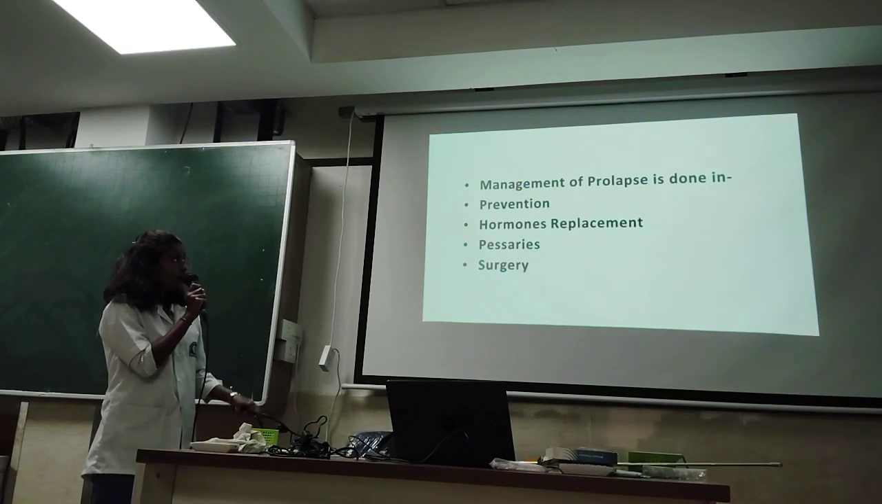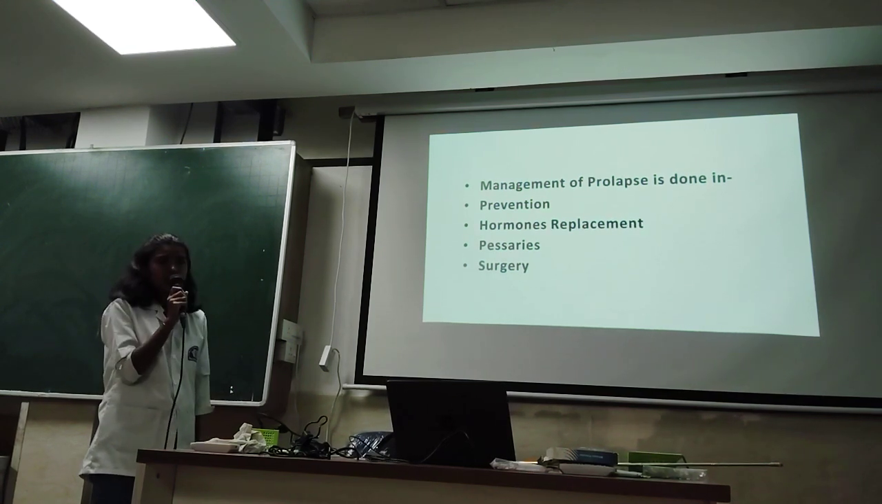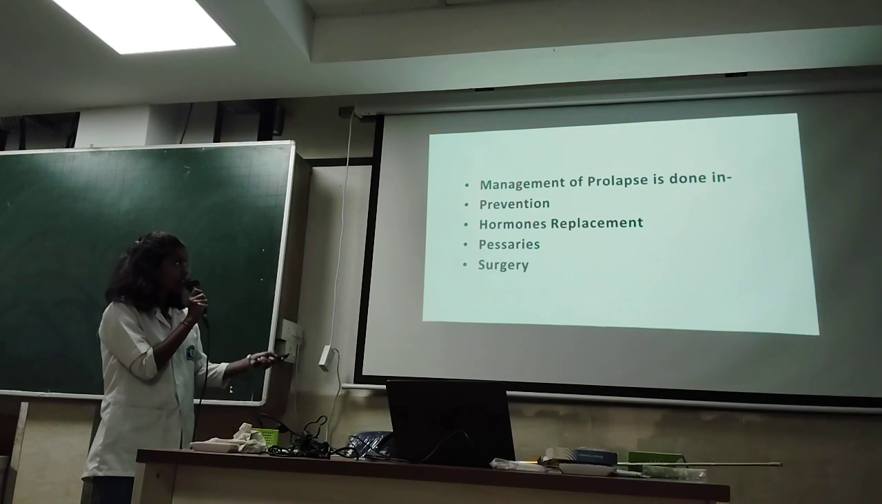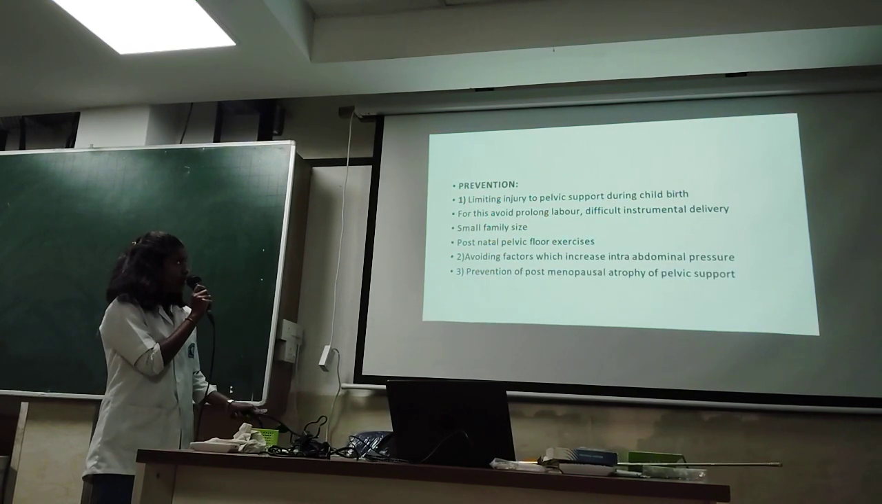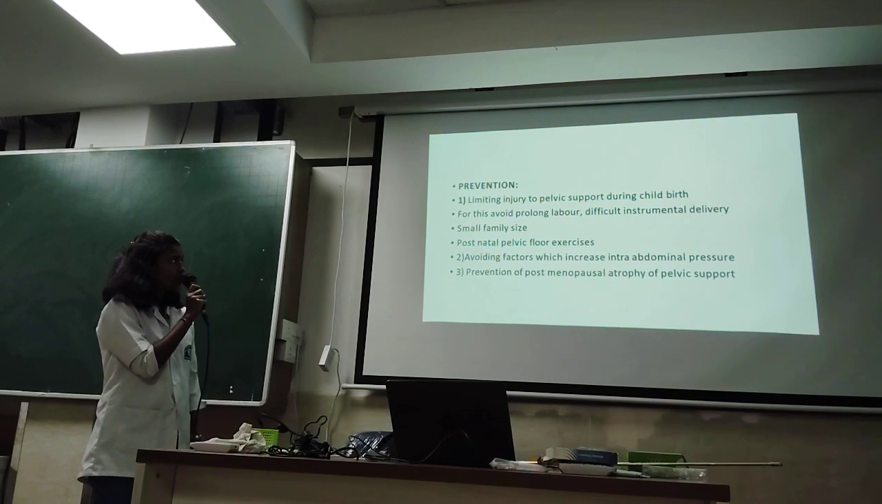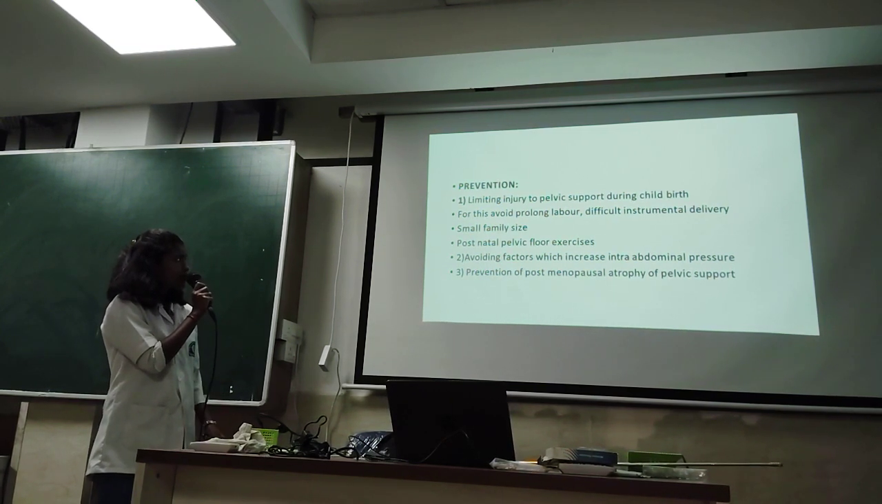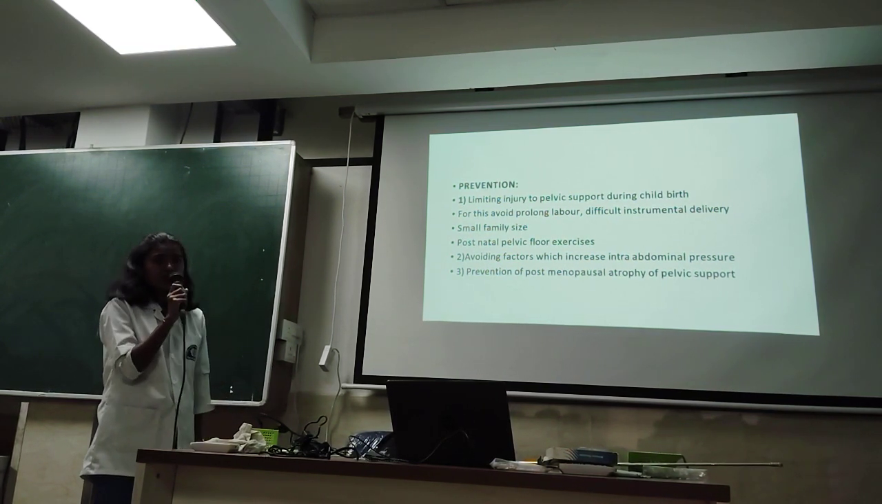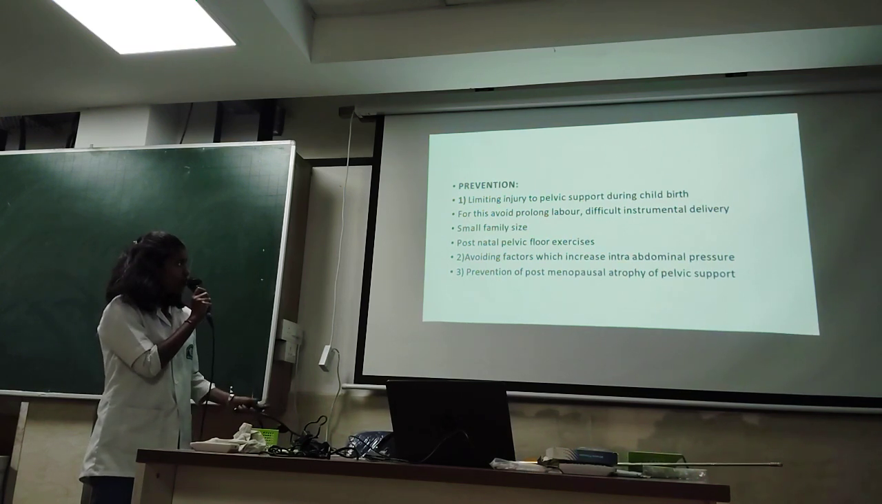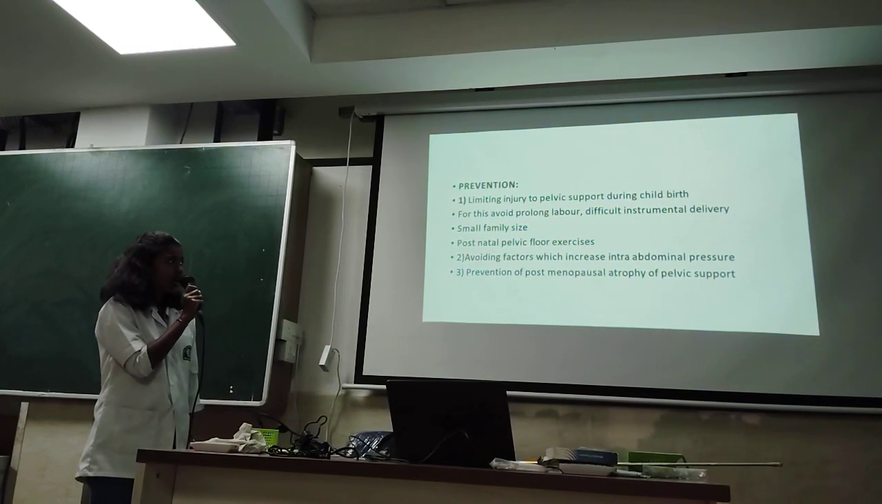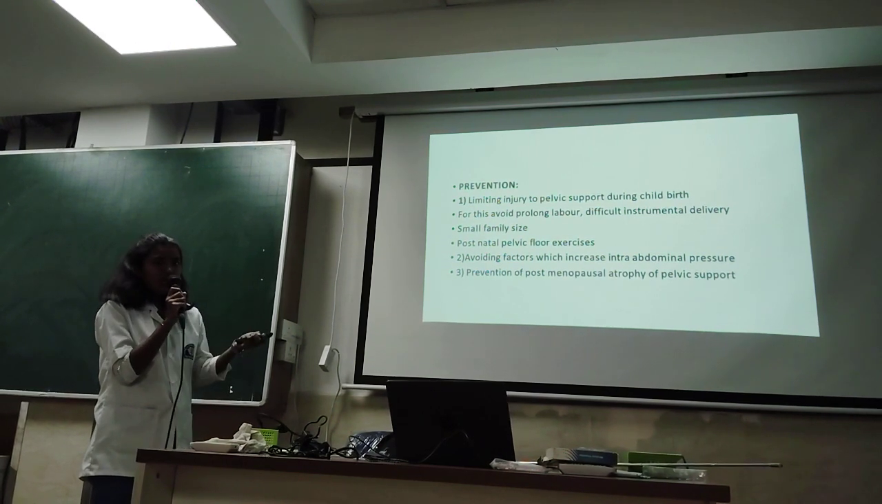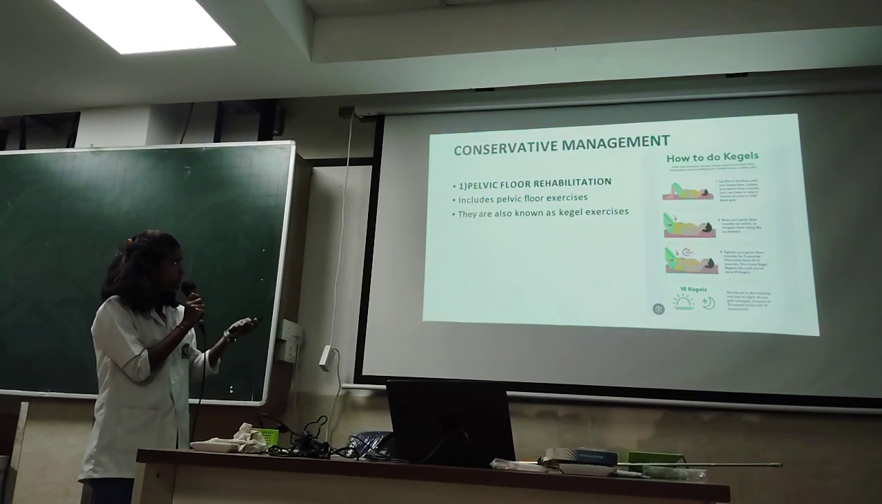Now looking toward the management of the prolapse, which is done by prevention, hormonal replacement, pessaries, and surgeries. In prevention, first, we can limit the injury to the pelvic support during childbirth. For this, avoid prolonged labor, difficult instrumental delivery, large family size, and do postnatal pelvic floor exercises. We can also avoid factors which increase the intra-abdominal pressure, and the prevention of postmenopausal atrophy of the pelvic support can also help in preventing this.